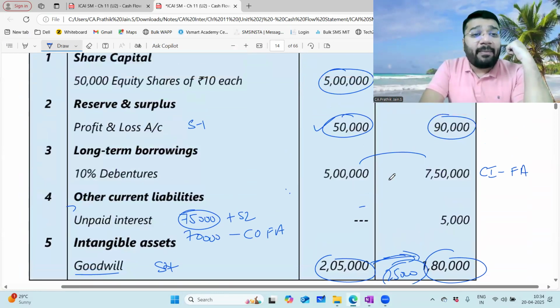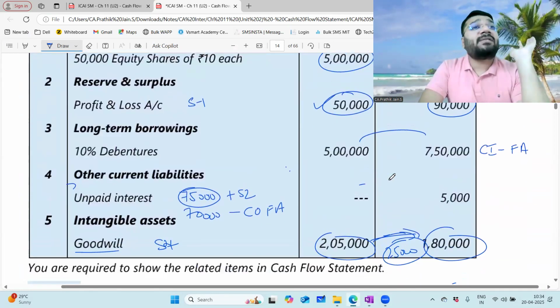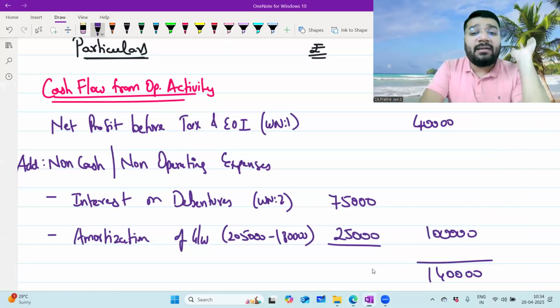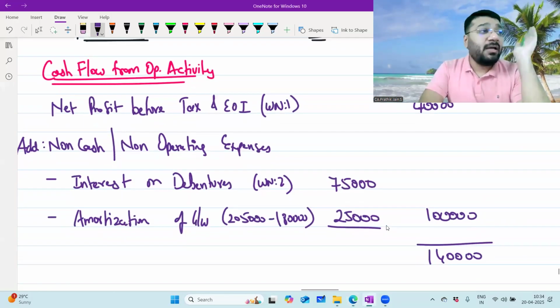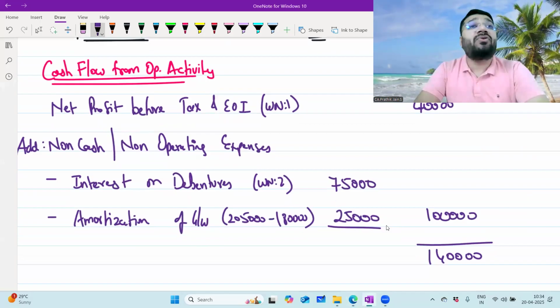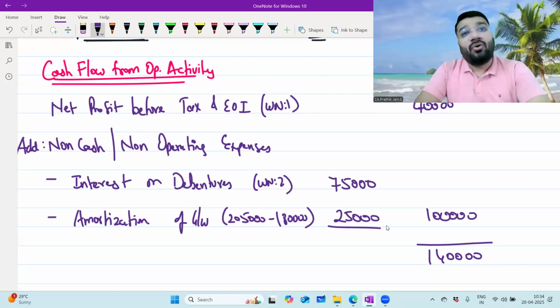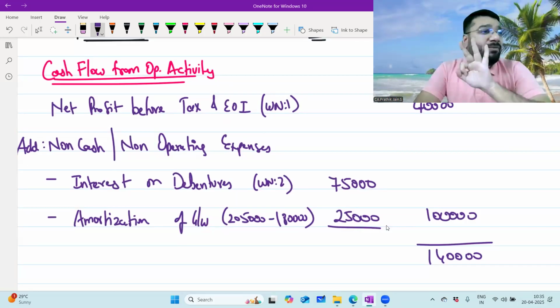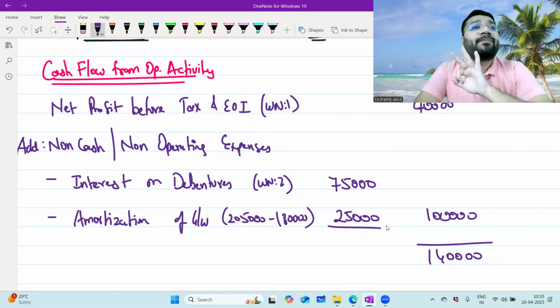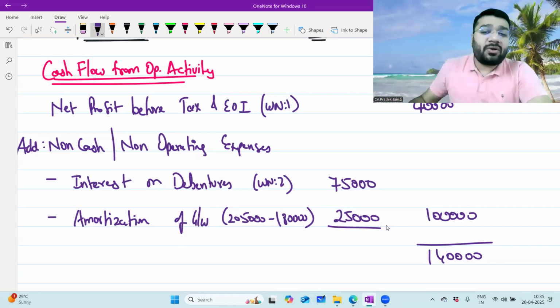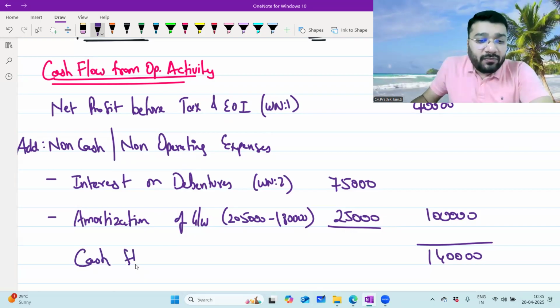Do we have any working capital changes? There is no adjustment for current assets and current liabilities. So automatically this becomes my cash generated from operations. After cash generated from operations, I have to do the adjustment for tax paid. Is it there? Tax paid is also not there. Is there any extraordinary item to be adjusted? No. So here we can directly close the cash flow statement. So this is called cash flow from operating activity.